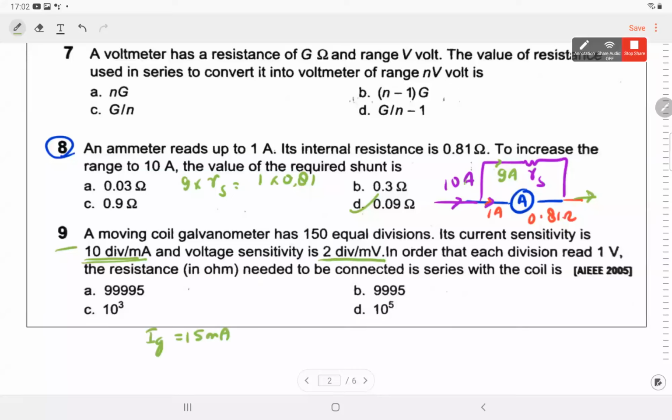2 divisions is 1 millivolt. So 150 divisions, it will be 75 millivolt. This is the potential difference that the galvanometer can show. So the potential difference is known, the maximum current is known, so we can find out the RG. RG, the galvanometer coil resistance, is VG divided by IG. VG is 75.